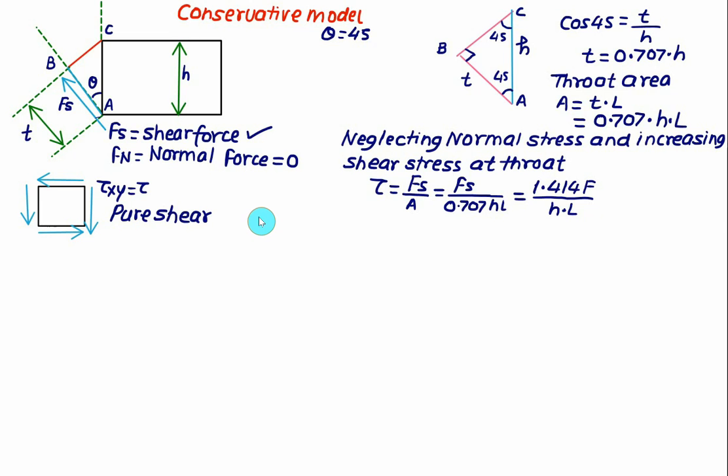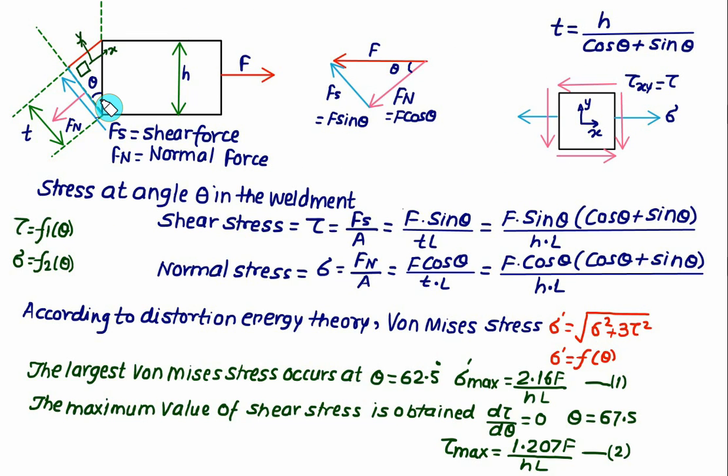So this one is a case of pure shear. Hence we have tau max equal to tau because of pure shear, given as 1.414 times F divided by H into L. And this value, as the conservative model, we assume will occur at theta equal to 45. But for any angle theta, which is the mathematical model, we have tau given by this equation, and if we differentiate with respect to theta and equate to 0, we come to know that at theta equal to 67.5, we have tau max equal to 1.207 F divided by HL, which is equation number 2.